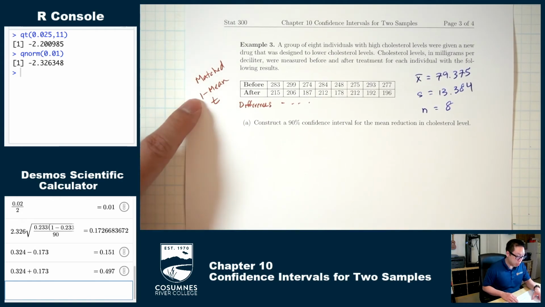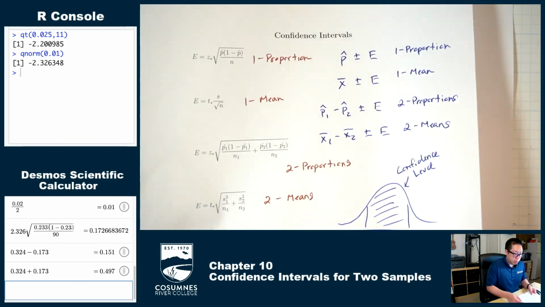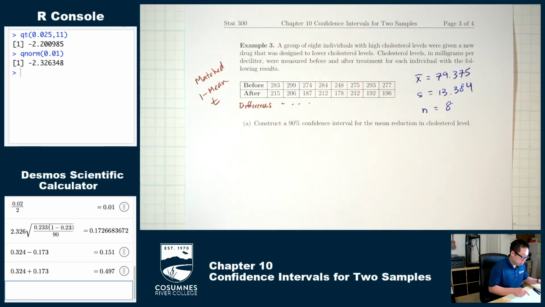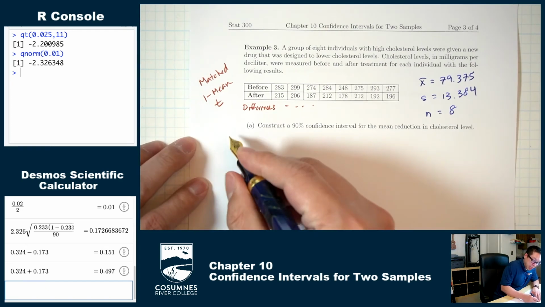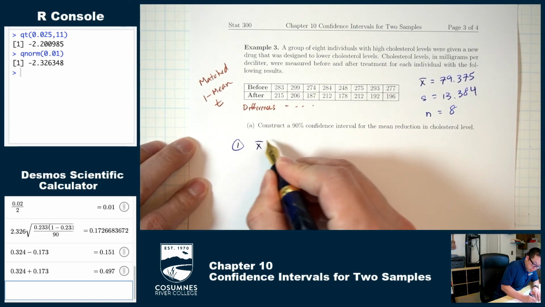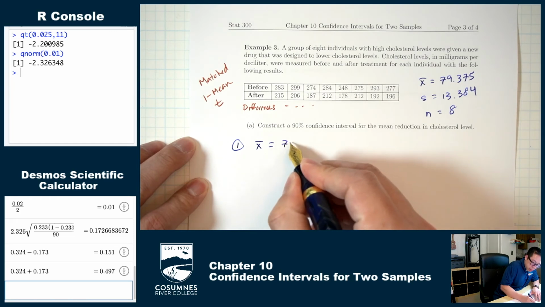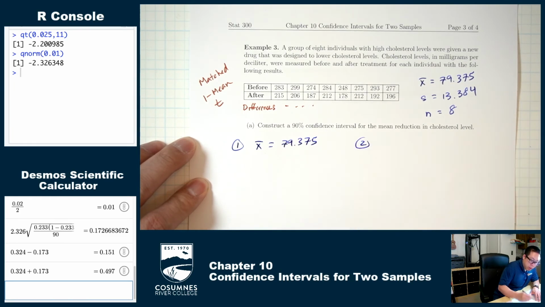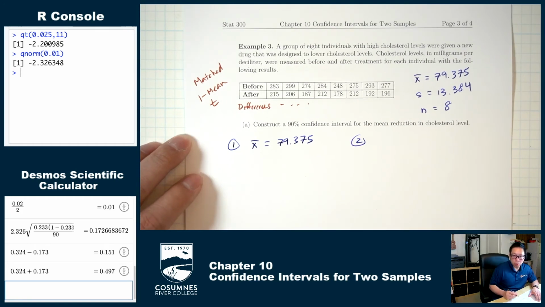So this is a one mean. Our end result should be x-bar plus or minus the margin of error. So for my first step, I should just have the x-bar, which is just this, 79.375. Step 2, find your z-star or t-star critical value.